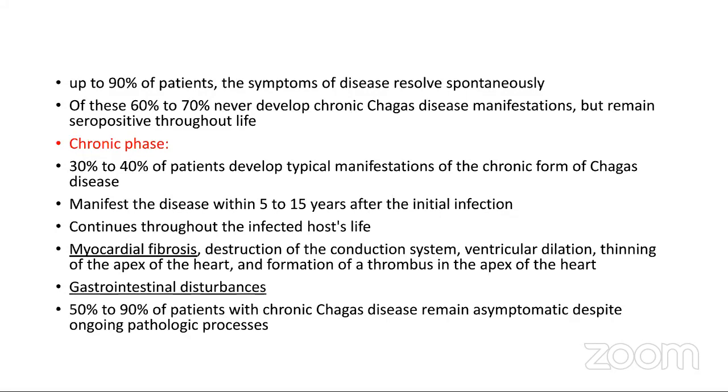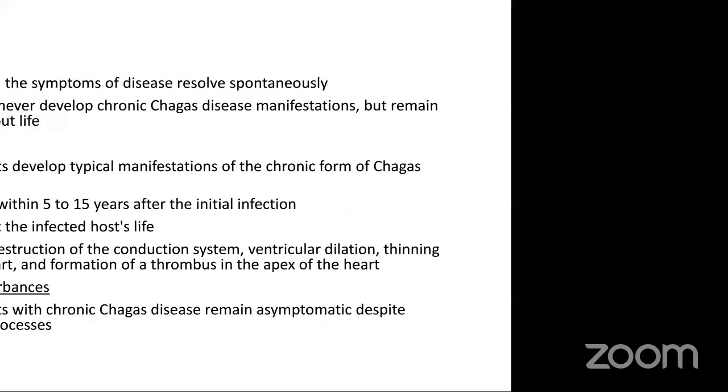Chagas disease has a special predilection for two organs, the heart and the GIT. In the heart, it causes fibrosis that culminates in thinning, aneurysmal formation and thrombus formation inside the ventricle. It usually affects the right ventricle more than the left ventricle, and it affects the conductive system. The most common are right bundle branch block and left anterior hemiblock. In the GIT, it affects the plexus inside the GIT, leading to megacolon and megaesophagus. 50 to 90% of patients with chronic Chagas disease, as we described, remain asymptomatic despite these ongoing pathological changes.